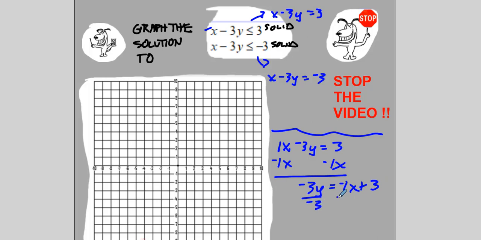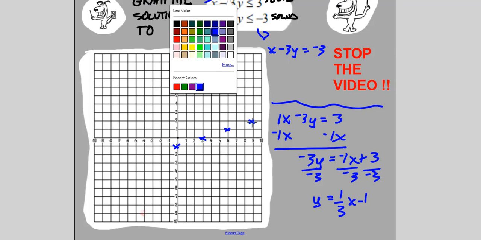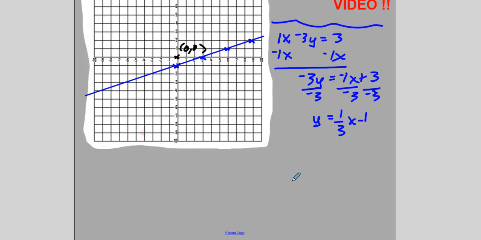So dividing by negative 3, we get y equals negative divided by negative is positive 1/3 x, minus 3 divided by negative 3 is negative 1. So my y-intercept is negative 1. My slope is 1/3. So I go over 3 up 1, over 3 up 1, over 3 up 1. Then I can draw a solid line through those points. Again, 0, 0 is not on the line, so once again we can use it as a test point.